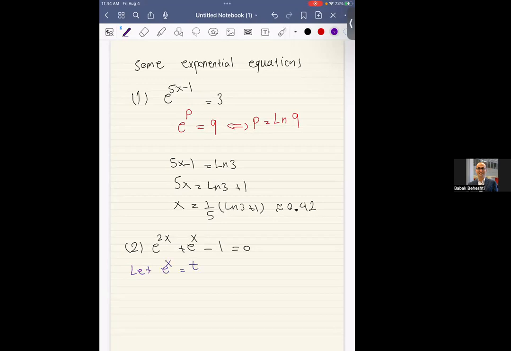So that means e to the power 2x is just t squared, right? So that means that in your equation, you just have t squared plus t minus 1 equal to 0. Now you have a quadratic, as you said. Now you can solve this quadratic, right? What is the solution? So t is minus 1. There are two solutions. One is t equal to, so two solutions of the quadratic.